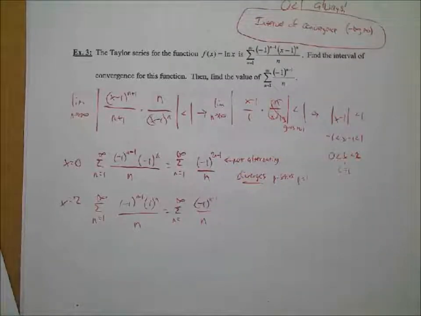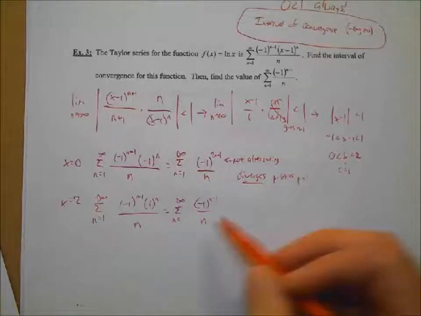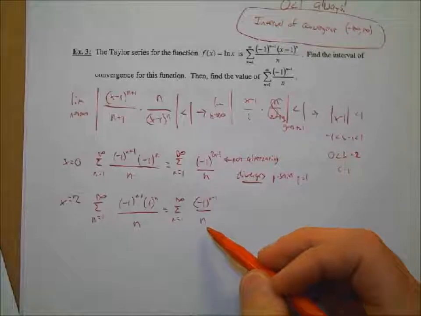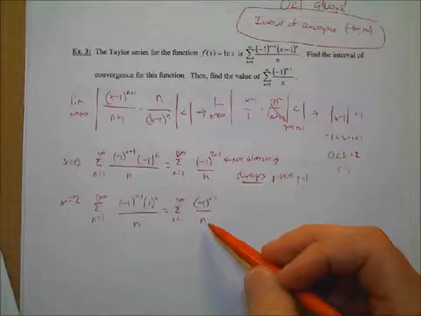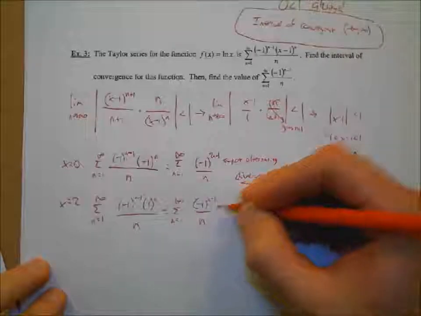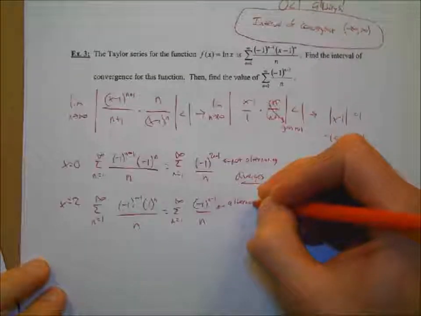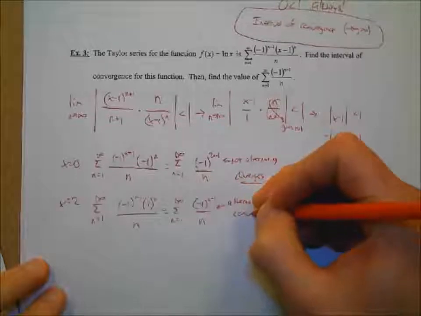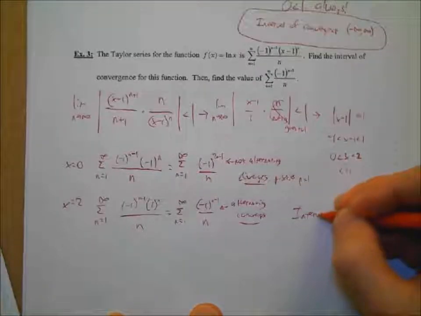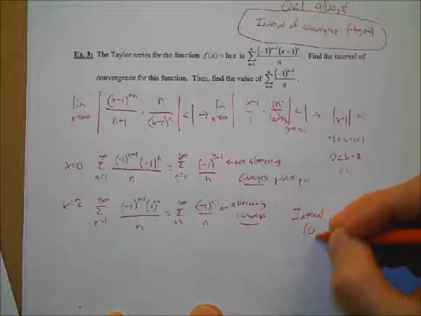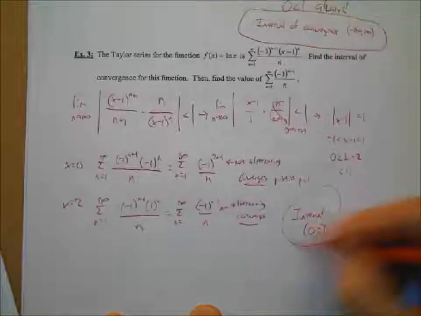Is this alternating? Yes. Will it converge? Yes. The limit as n approaches infinity of 1 over n will be 0, so that's checked. The next term, 1 over n plus 1, will be less than 1 over n. Check, that works, so it's alternating and converges by that test. And so our interval is 0 to 2.